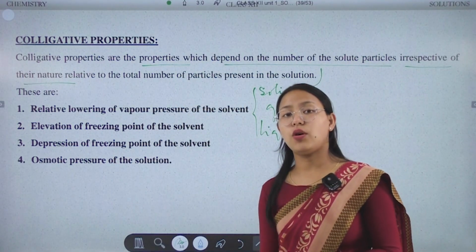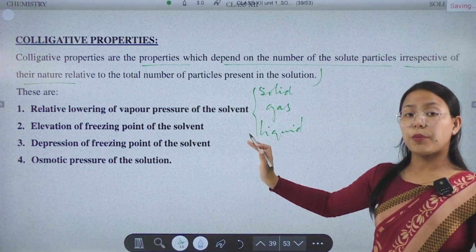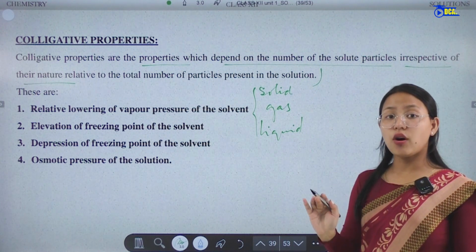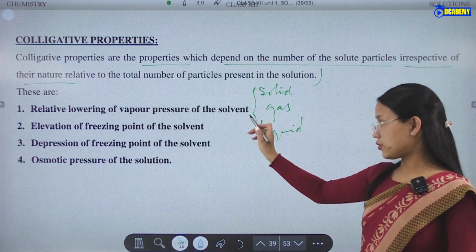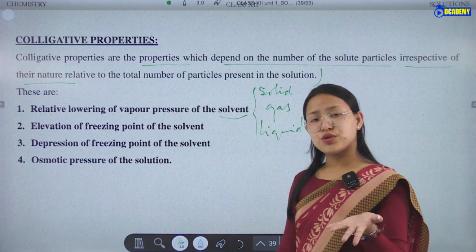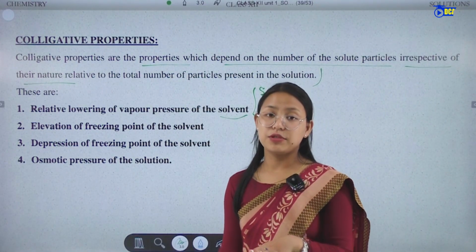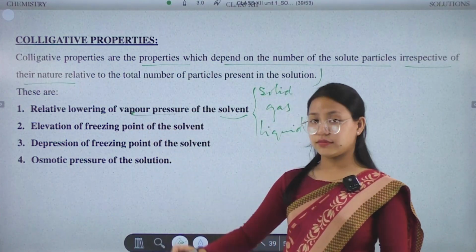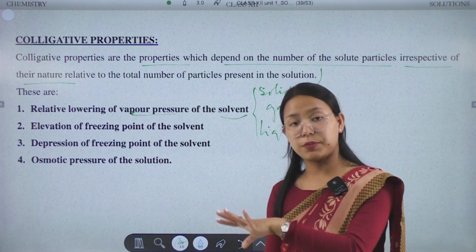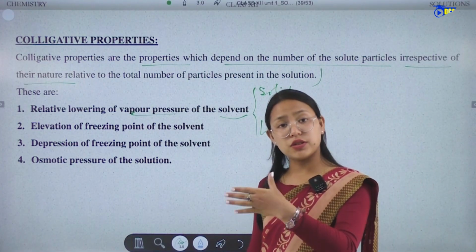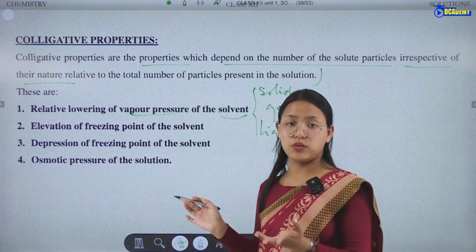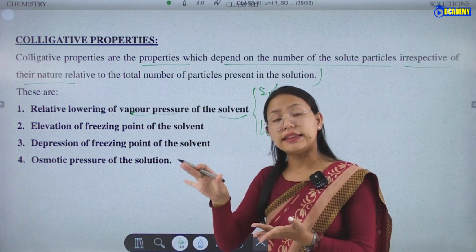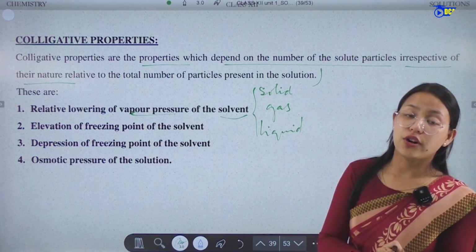Now let's come to the types of colligative properties. See here, Roman number 1: the relative lowering of vapor pressure of the solvent. For example, when a solute is added, the chance of the solvent's vapor pressure decreases, so that is the relative lowering of vapor pressure.